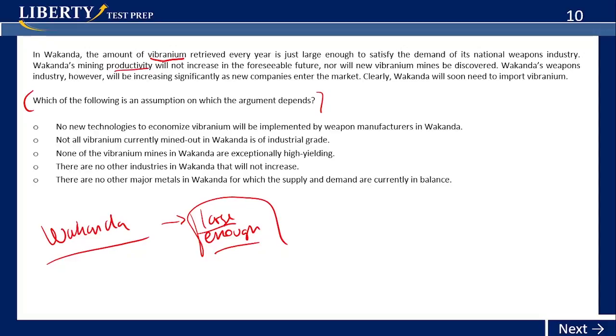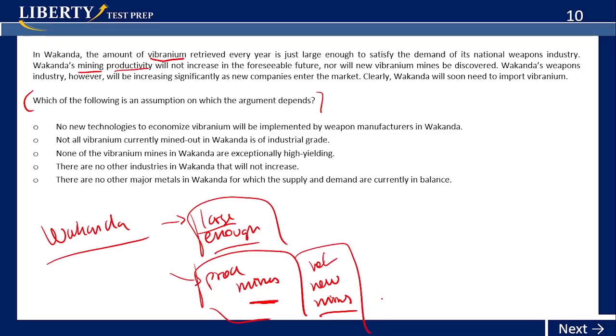Now they say the productivity in the mines will not increase. Productivity in the vibranium mines will be flat, the same. It could be lower, but not higher. Nor will new vibranium mines be discovered, so you won't get new mines. All of this is telling us what? If your productivity is going to be flat and you are not going to get new mines, most likely they are giving you an argument that the quantity of vibranium is going to either remain stable or go down, but it's not going to increase. They haven't said that, but that's part of the argument. They gave you evidence in order to say that.